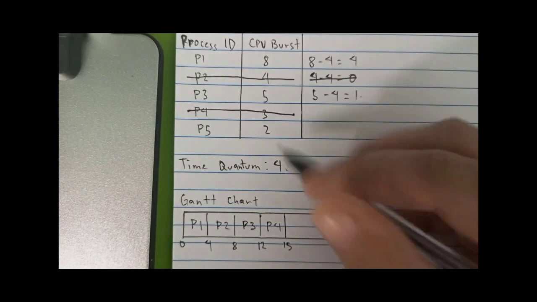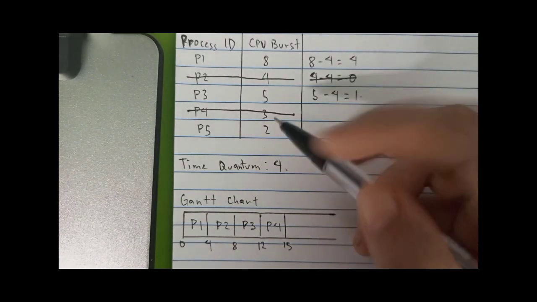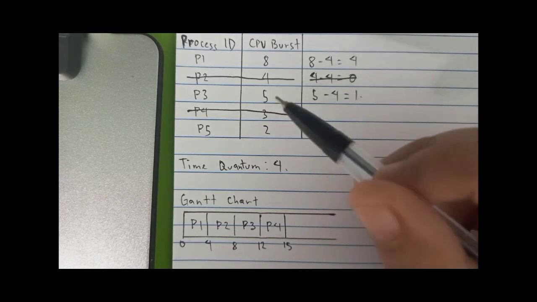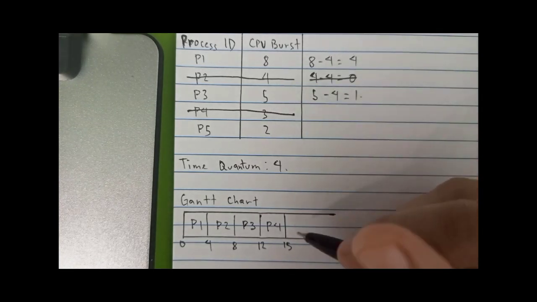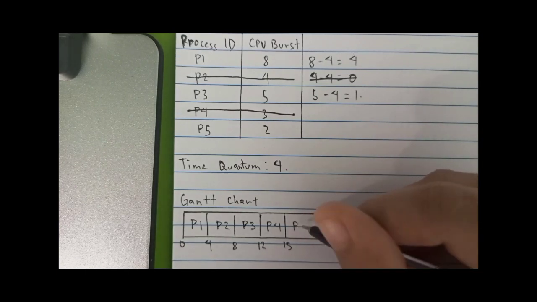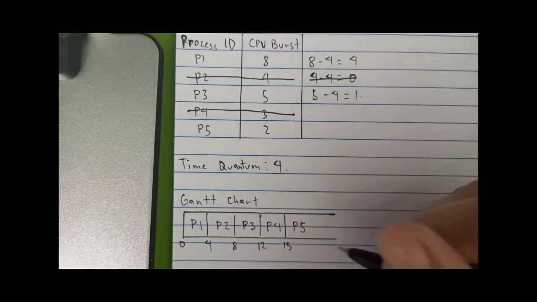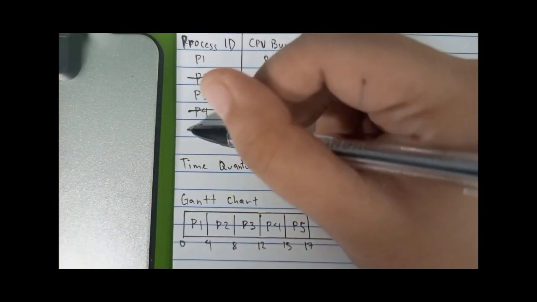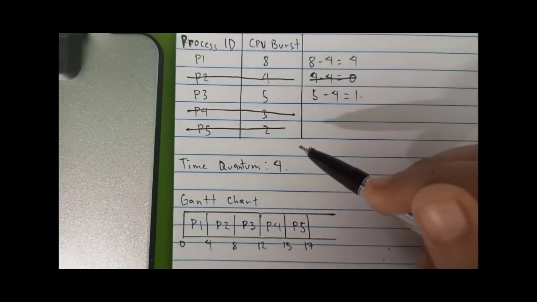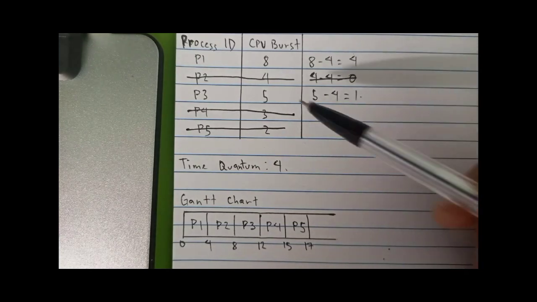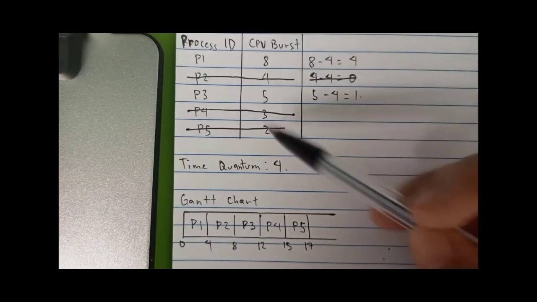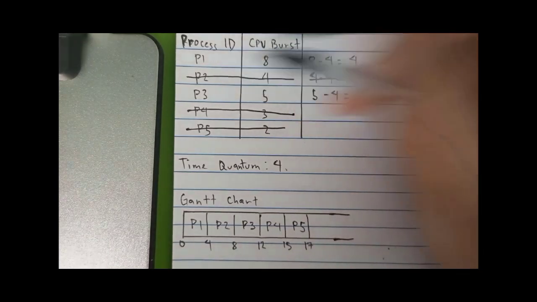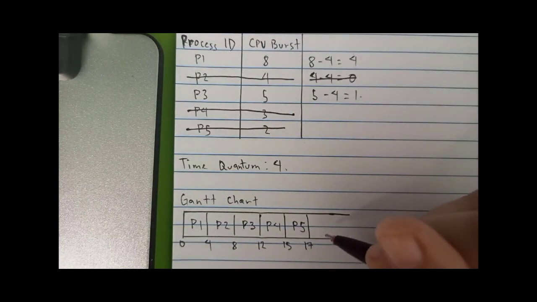Then, the next is process 5. Kung nakikita nyo dito, mas maliit yung CPU burst niya kasi sa process 4. So, kahit ganun, ipaprocess pa rin natin siya. Magtatapos siya sa 17. So, done na rin siya, executed na rin siya. So, dahil nga first come, first serve ang round robin, babalik tayo sa process 1. Babalik tayo sa process 1 na meron pang natitirang 4.